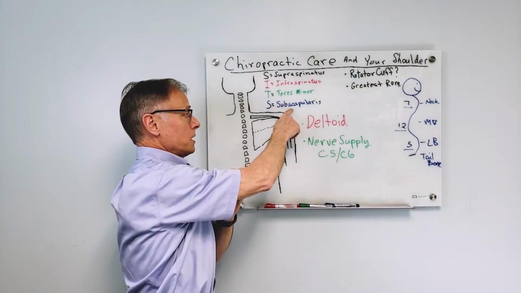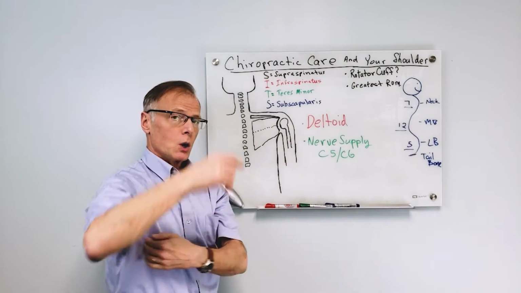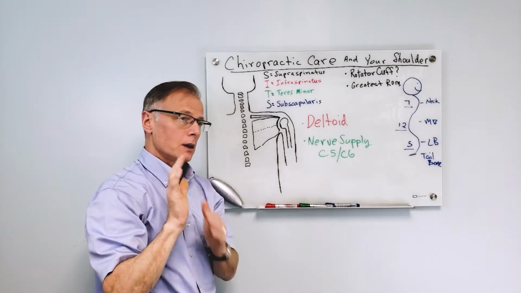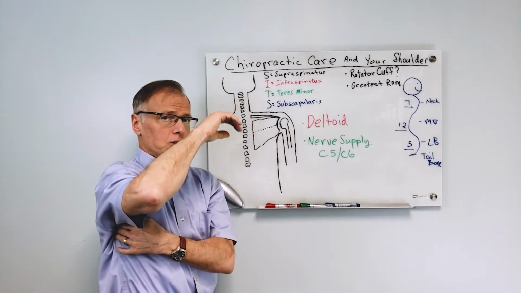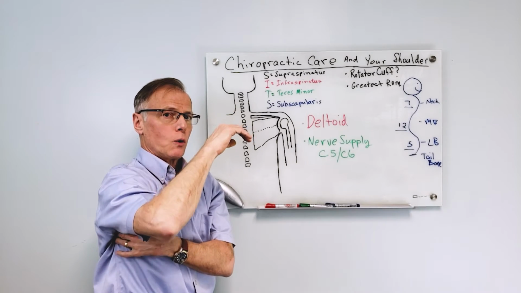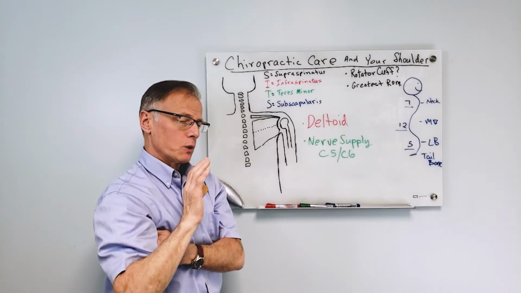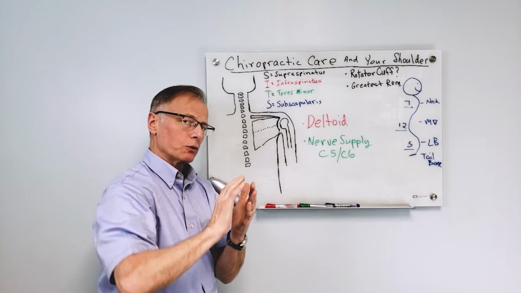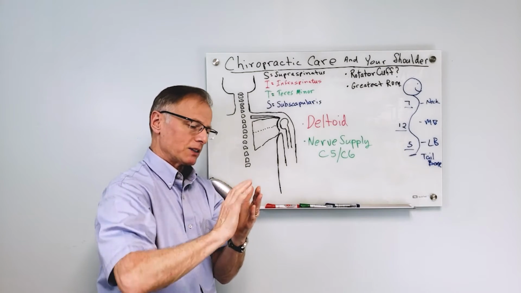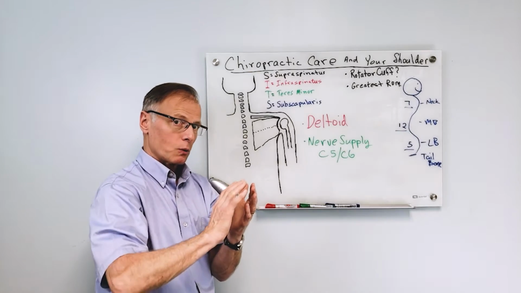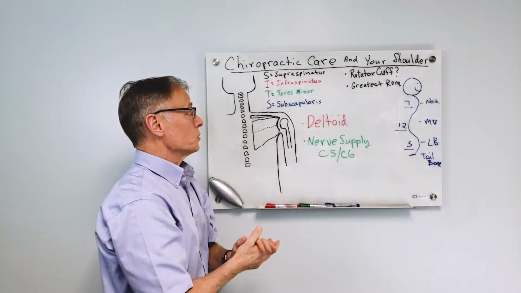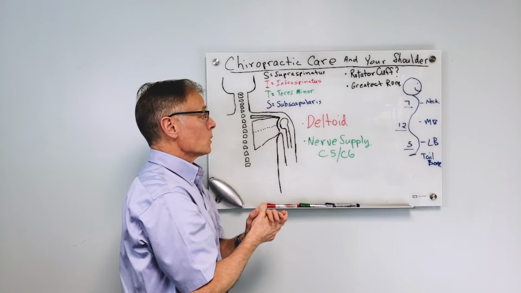And then lastly, you have the subscapularis, which sits on the front side of the scapula, and it acts as a kind of a joint between the scapula and the rib cage, and it allows for some movement of that scapula as it relates to the rib cage and the movement of the arm bone itself. So that's the SITS muscles.